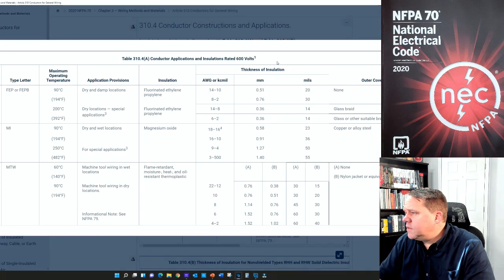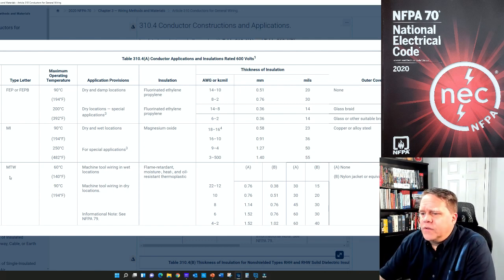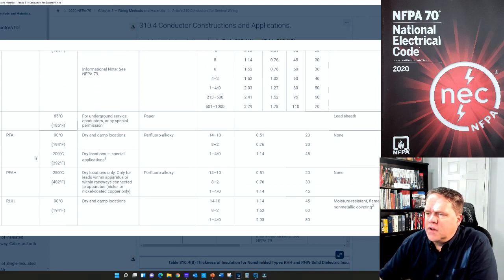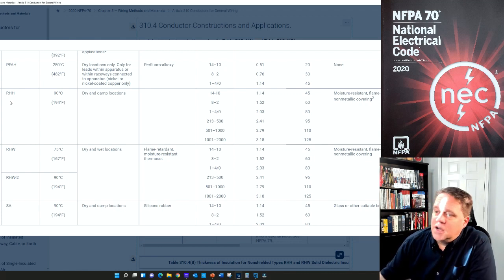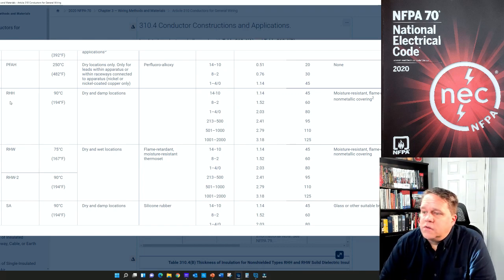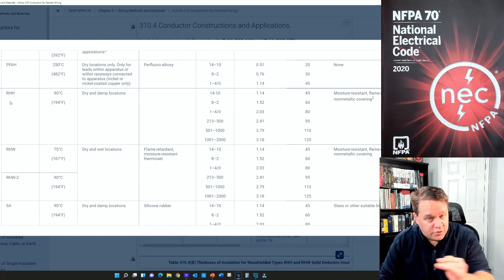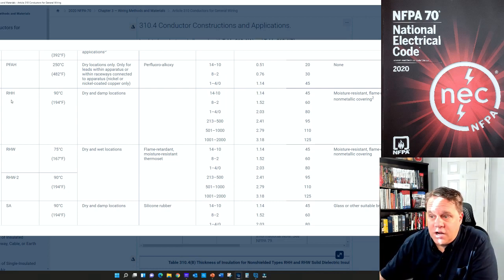310.4. Let's make that table bigger. And hopefully you guys can see that. Looks like we can. So we can scroll down here. We have MTW, which is like machine tool wiring for a wet location. But I want to spend more time on the stuff that we really deal with on a normal installation. RHH is something that we might deal with. RHH is often used for PV, solar applications. It's also something where conductors will have a dual listing. They'll have their product listed as one thing and as RHH or RHW.